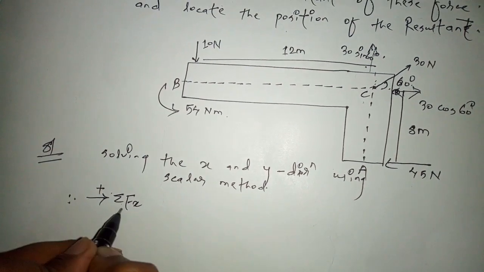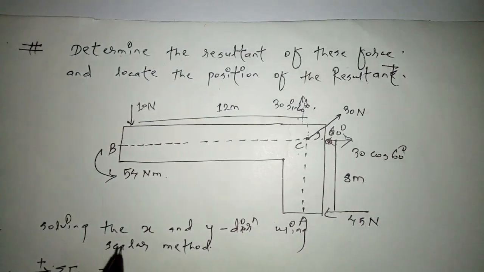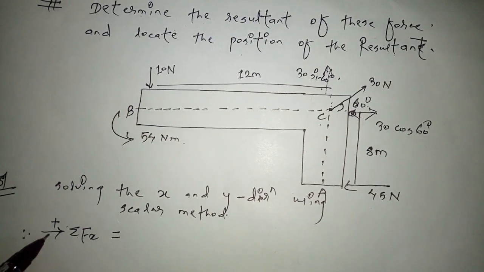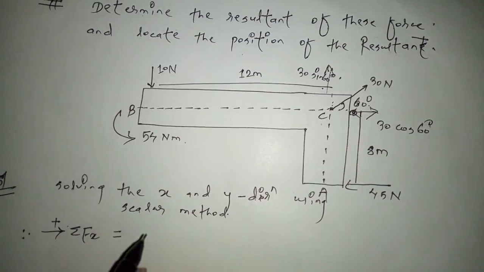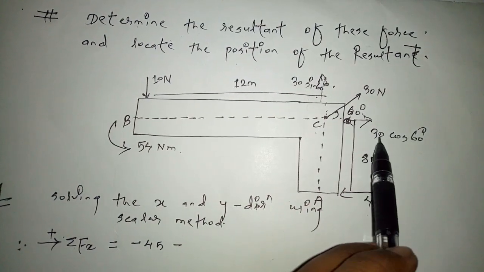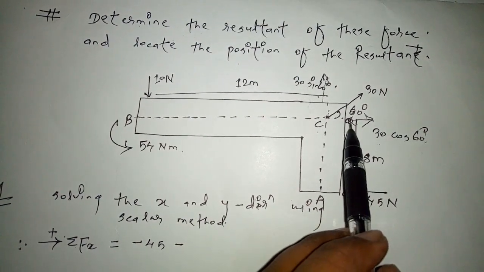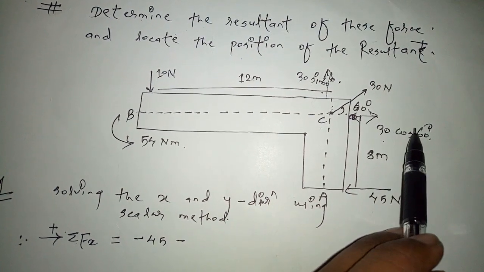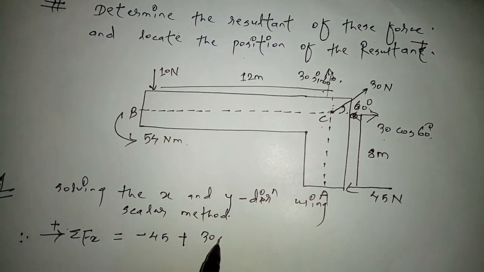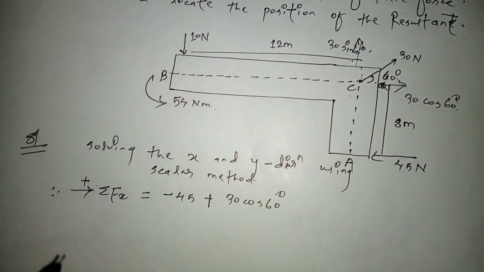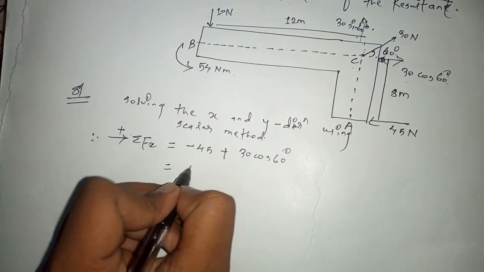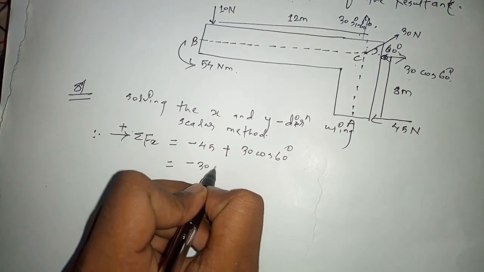I am taking the force positive along this direction. Look here guys, the 45 is acting in the opposite direction, but I have taken only this direction as positive, therefore we can write minus 45. Similarly, here 30 cos 60 degree is acting in this direction, the positive x axis, therefore we write plus 30 cos 60 degree. After solving this one I will get minus 30 Newton force.